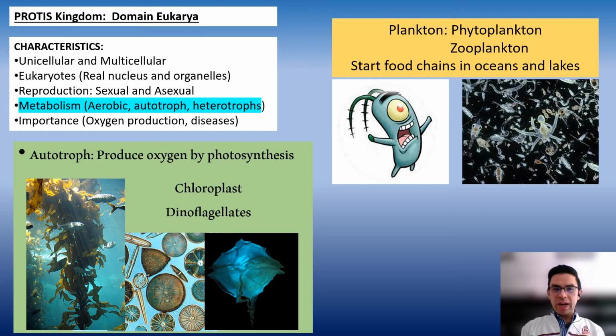Protists, along with other organisms like microscopic crustaceans, could form what is known as plankton. Plankton usually is divided into the phytoplankton, which are algae-like protists that depend on photosynthesis to produce oxygen, and the zooplankton, which usually feeds on phytoplankton and small bacteria. These two, plankton in general, are very important because they start food chains in oceans and lakes.